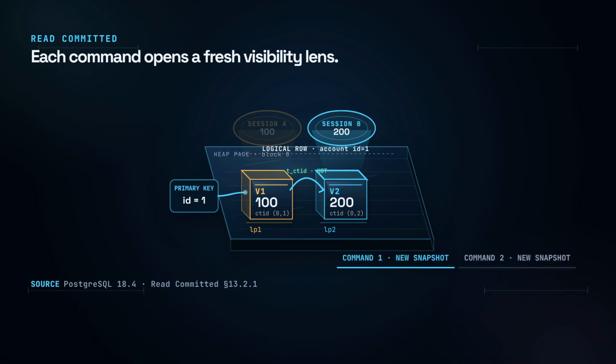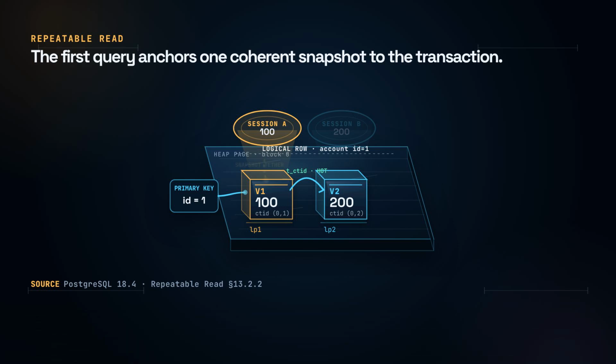The lifetime of that lens depends on the isolation level. Read committed is Postgres's default. Each command starts with a fresh snapshot, so two selects inside one transaction can see different committed data. A single select still gets a consistent view while it runs.